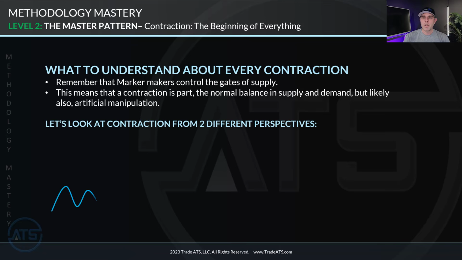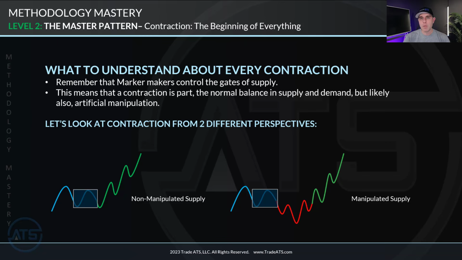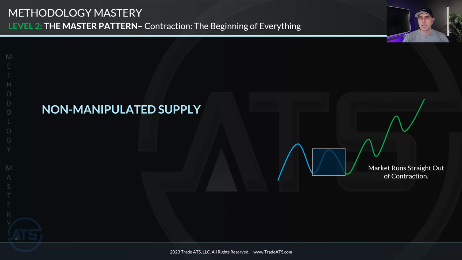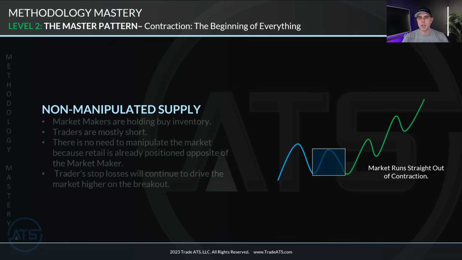So let's look at the contraction phase from two different perspectives. Number one is going to be the non-manipulated supply perspective, and number two is going to be the manipulated supply perspective. Let's go deep. Non-manipulated supply. So in this illustration, we can see from the contraction period that the market runs straight out, goes straight up. So let's talk about that.